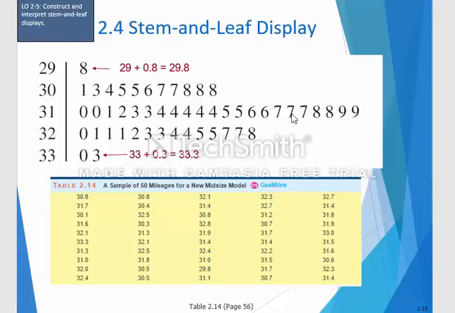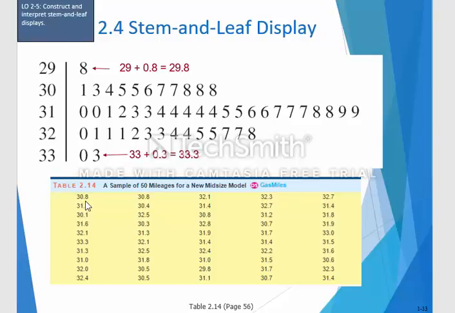Stem and leaf plot kind of looks like a histogram or a bar graph that is turned on its side and made out of numbers. Right here we have this data set, a sample of 50 mileages for a new mid-sized model of a car. This is like my MPG, miles per gallon. This one is 30.8 miles per gallon. The way that you make one of these stem and leaf plots is you take the whole numbers that are in the data set. This 30.8, the whole number is 30. This 31.7, the whole number is 31, and we list them right here.